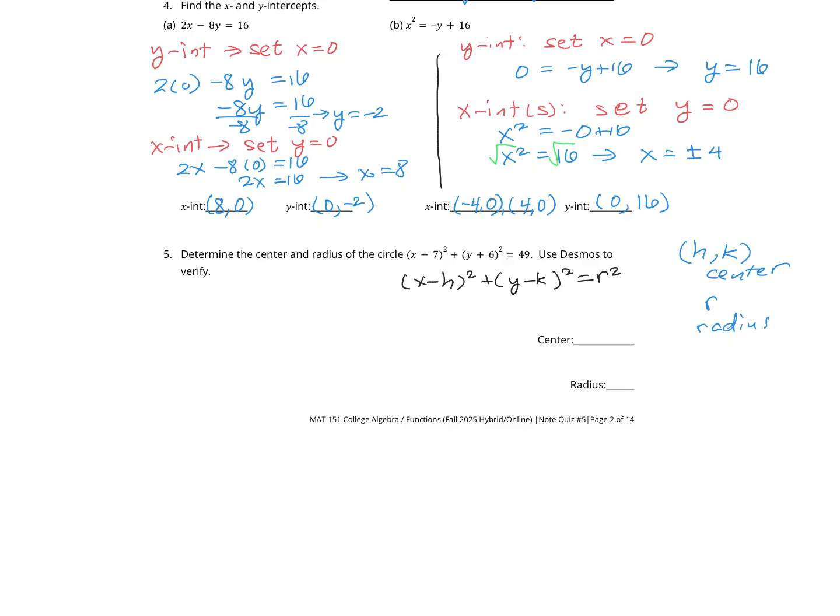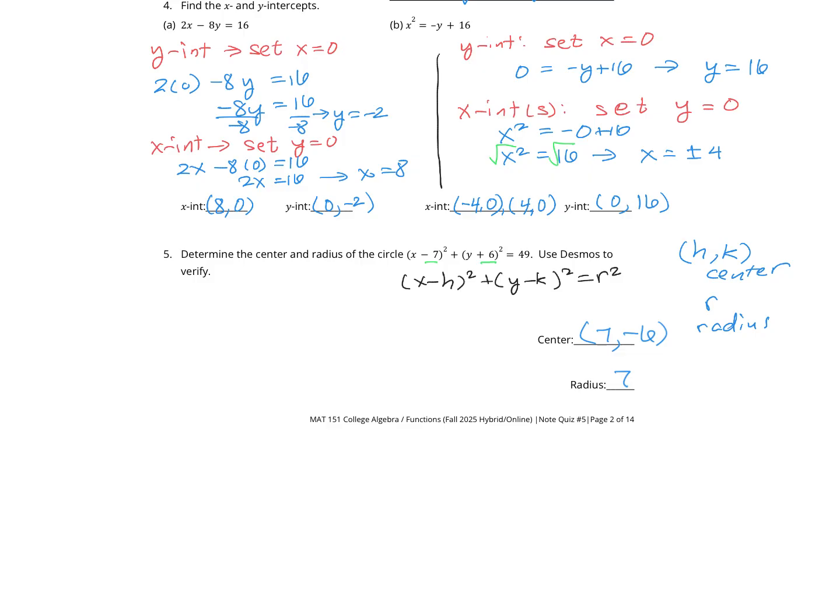So the center is going to be a positive 7 and a negative 6, because we always look at the opposite. So again, that's a 7 there for h, and that's a negative 6 for the k. The radius is the square root of the lonely number on the other side. So that's going to be a 7, because 7 squared is 49. And that is the two features.